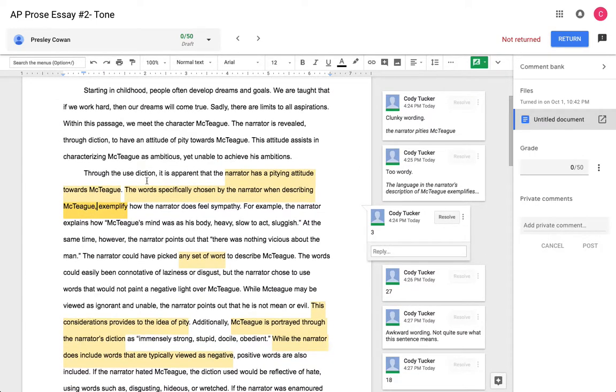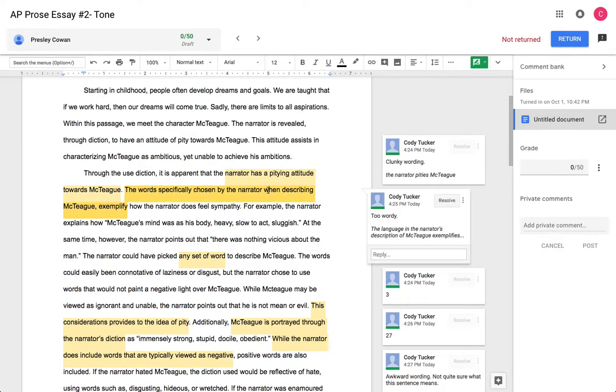Let's focus on this same example that I was looking at, just so you can see what I'm talking about. So if we look at this sentence, "The words specifically chosen by the narrator when describing McTeague exemplify how the narrator does feel sympathy." Okay, the clunkiness is in the beginning of the sentence. You have too many words that separate your subject and your verb. Specifically, if you want me to dive into linguistics here, you have too many prepositional phrases in between your subject and your verb, and that makes it clunky.